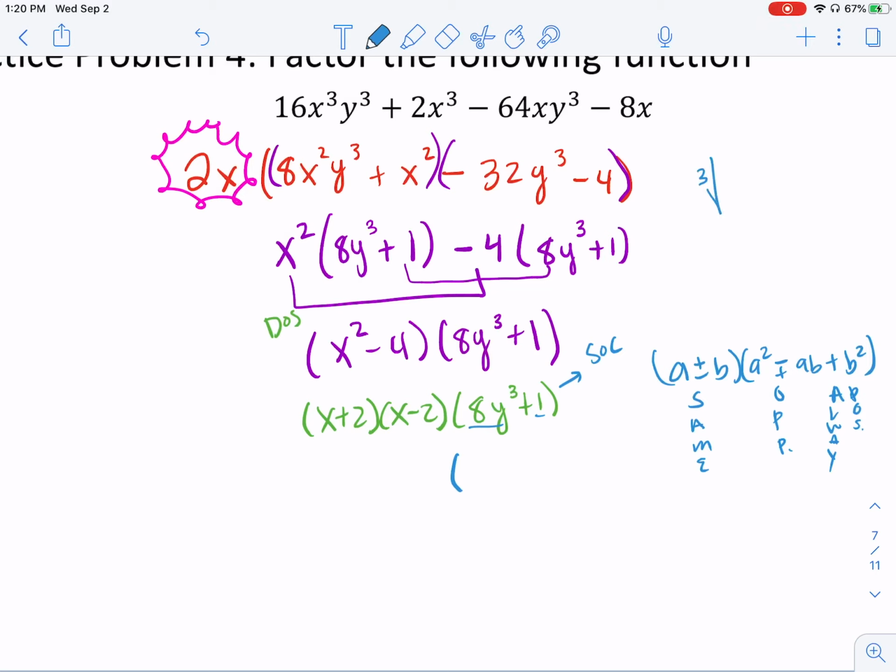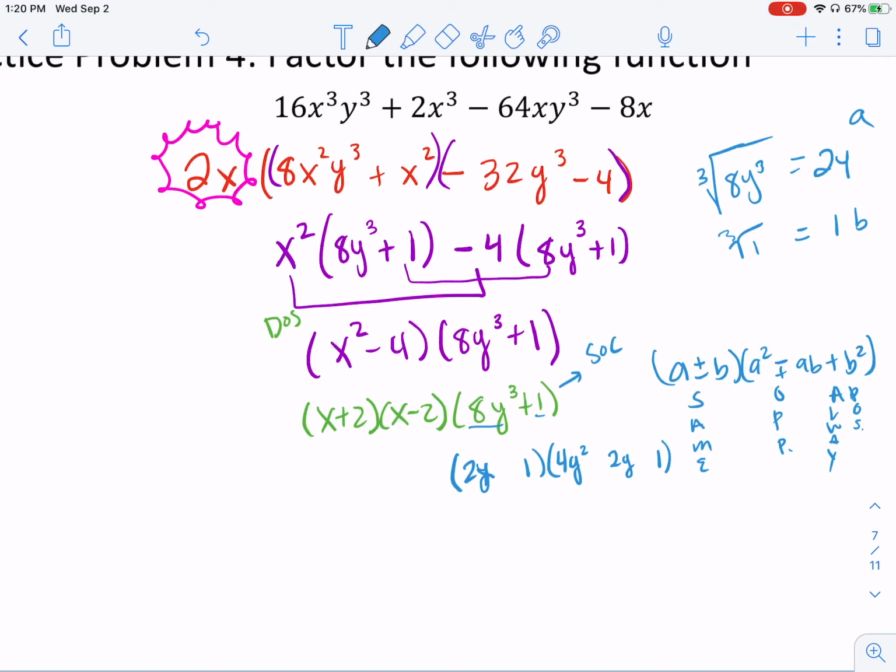I know that the cube root of 8y cubed is 2y, and the cube root of 1 is just 1. So this becomes my a and my b. So I'm going to plug them into this formula. I'm going to do my signs last. So it's going to be a, 2y, and then b. When I do a squared, I want to make sure that I'm squaring both things. So that becomes 4y squared. For ab, I'm going to multiply 2y and 1. And the last thing is just b squared, which is 1 squared, and 1 squared is 1.